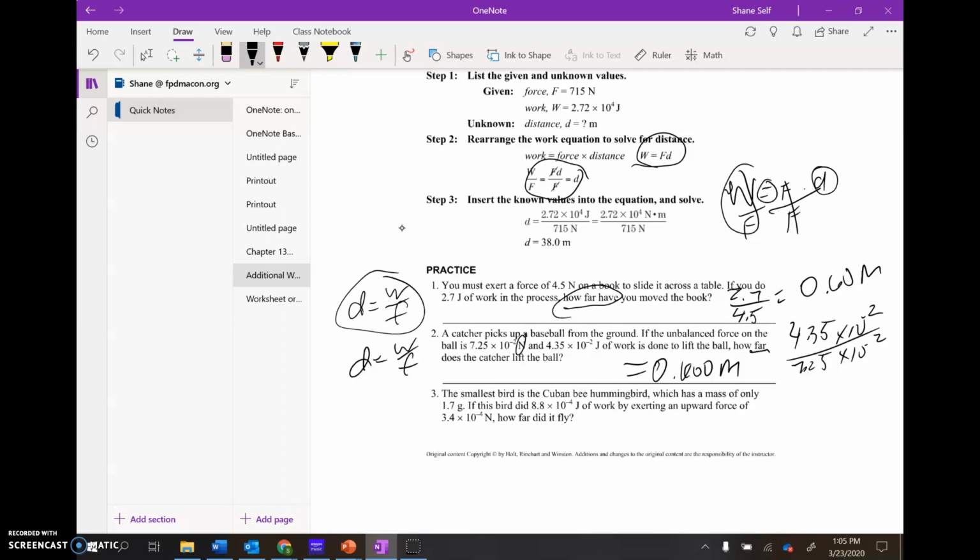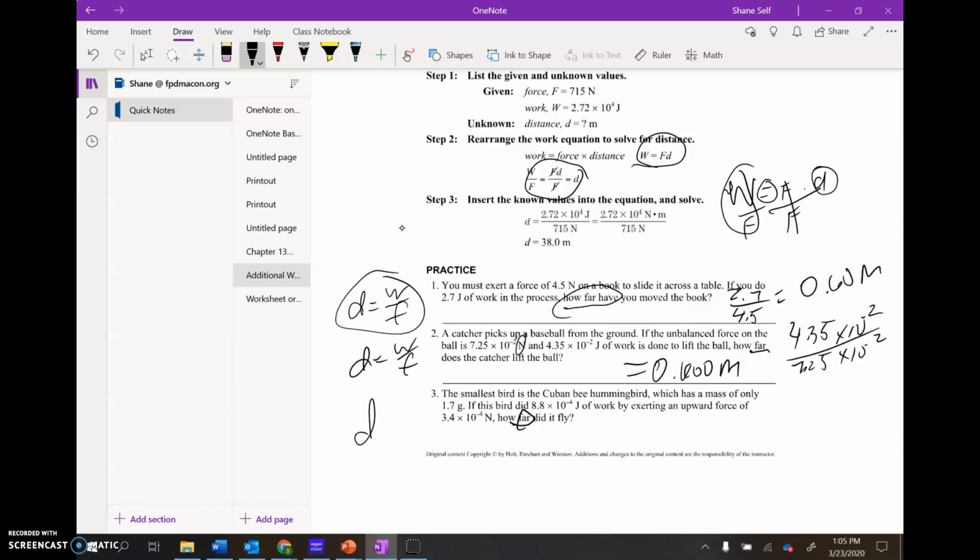Number three, same thing. The smallest bird is a Cuban bee hummingbird, which has a mass of only 1.7 grams. If this bird did 8.8 times 10 to the negative 4 joules of work by exerting an upward force of 3.4 times 10 to the negative 4 newtons, how far did it fly? All right, that's all it's asking for is a distance, right? How far did it fly?